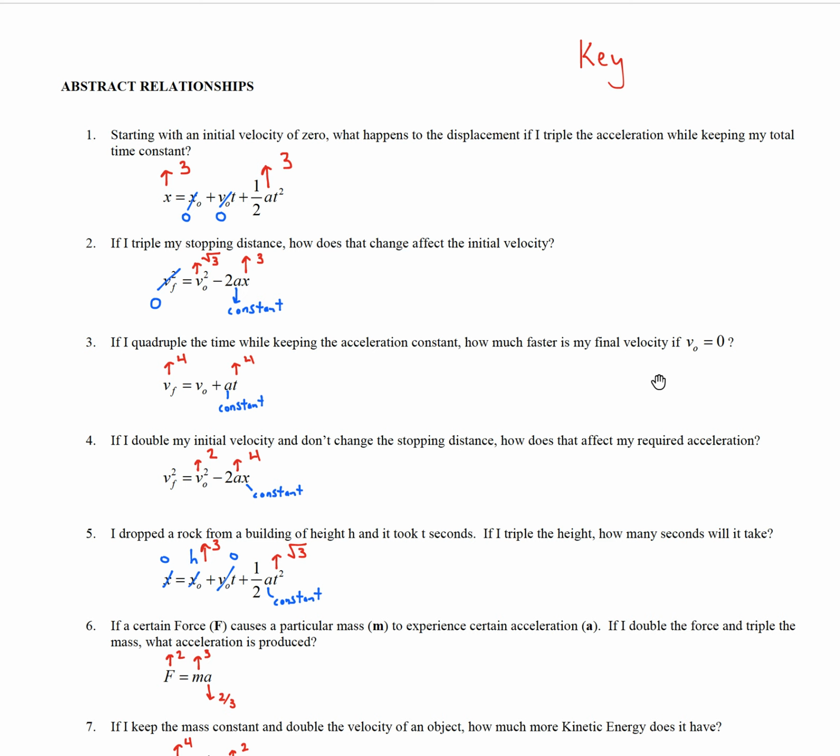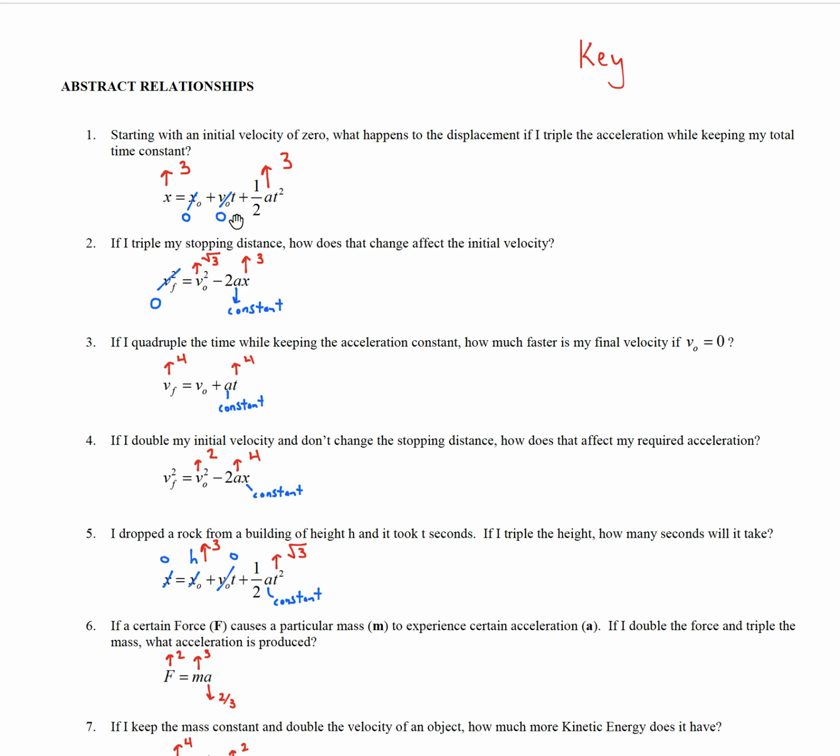And so that's what this conversation really is. What happens when I do this to this variable? How is this variable affected if nothing else gets modified? So starting with an initial velocity of 0, what happens to the displacement if I triple the acceleration? Okay, and keeping my total time constant. So I'm not doing anything longer, so the time is the same. This term and this term are gone because they're just 0.